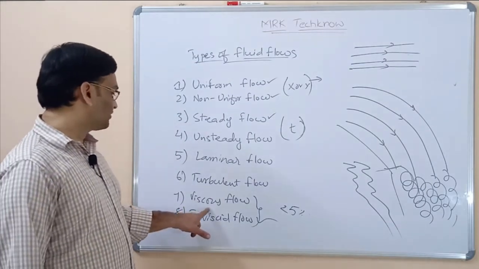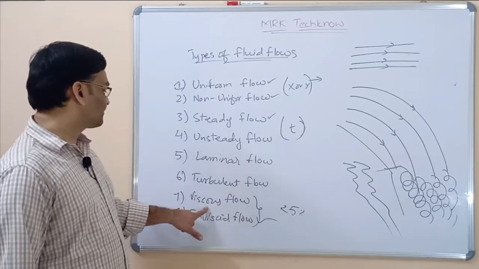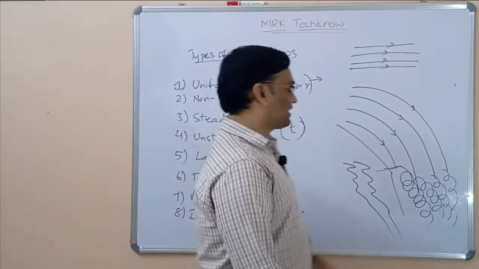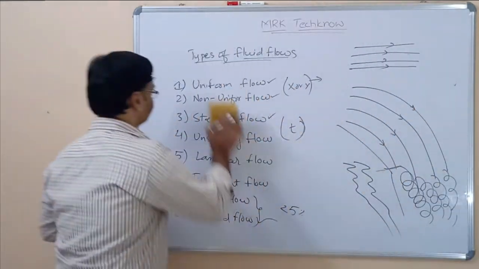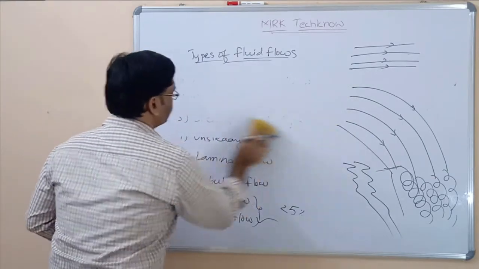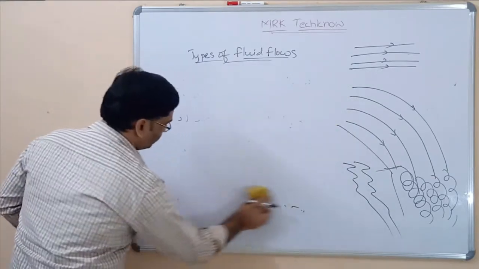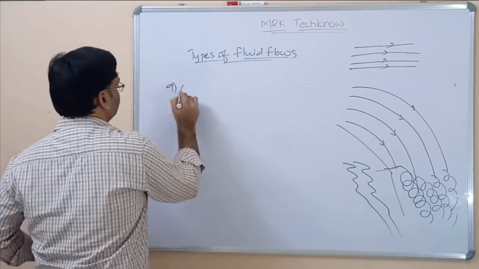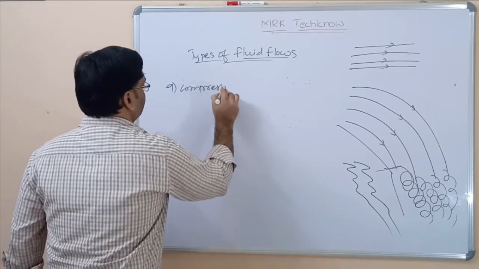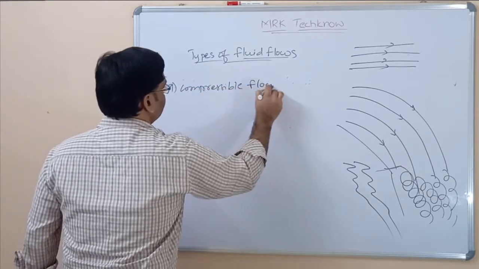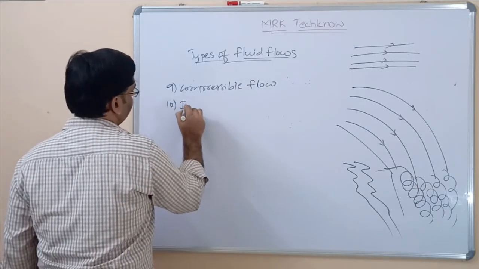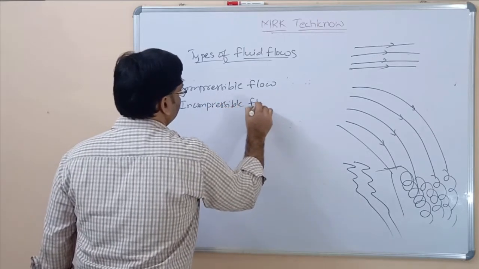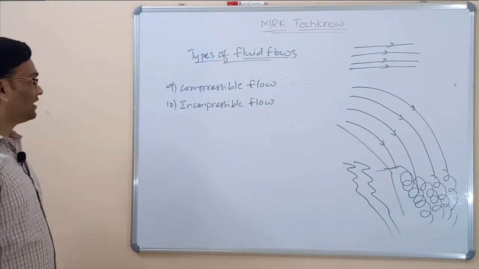So if you consider the viscous nature, it is called viscous flow. If you neglect the viscous nature, it is called inviscid flow. Then another category, compressible and incompressible flows. This is a very big topic. Especially as aerodynamics engineers, we should know clearly what compressibility is. So compressible flow, incompressible flow.